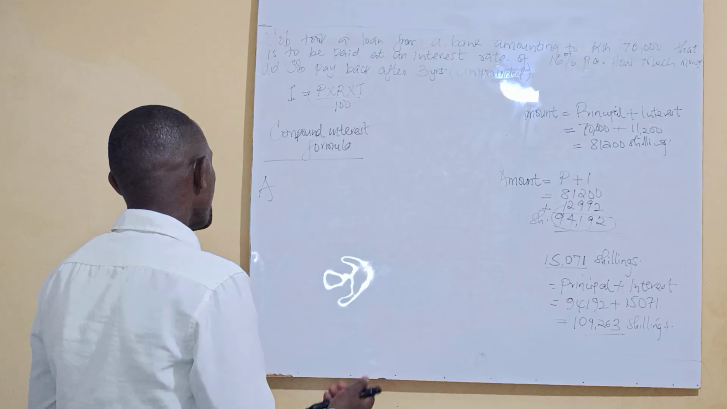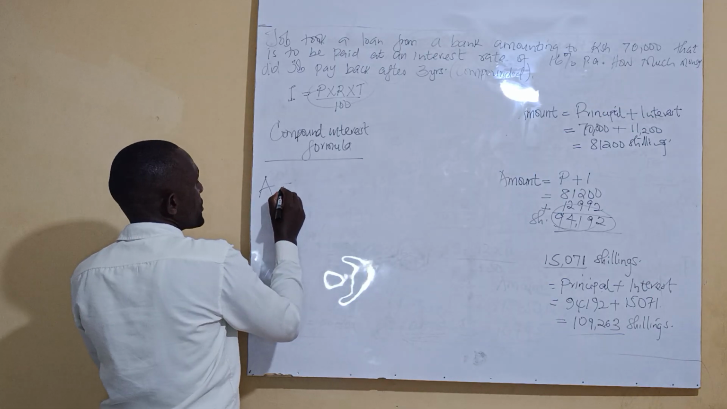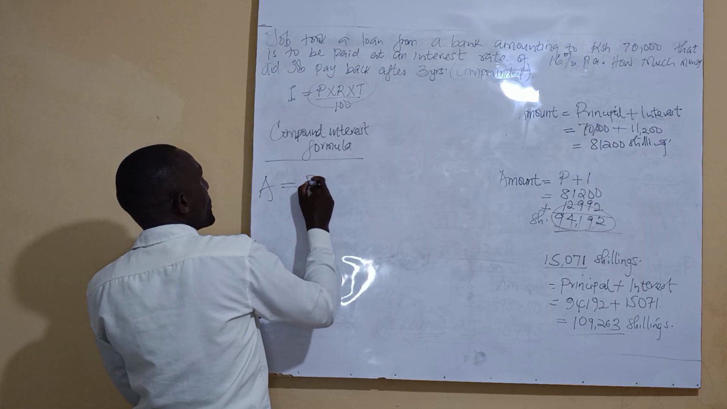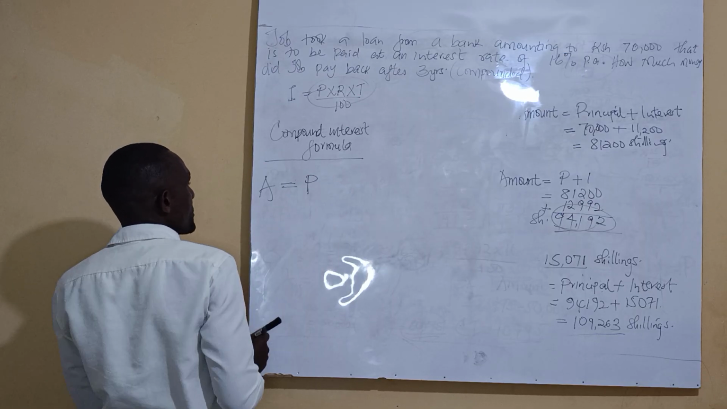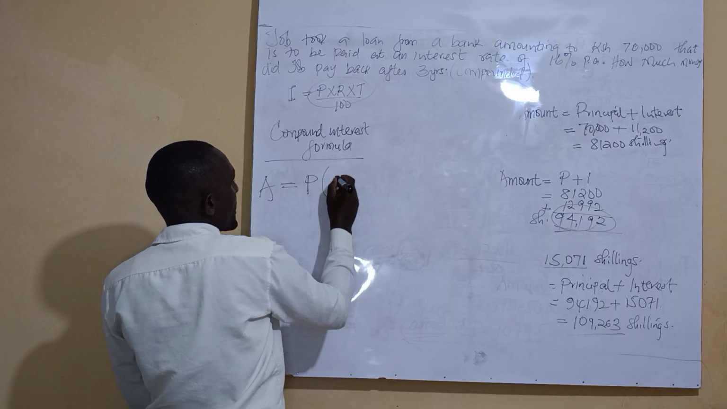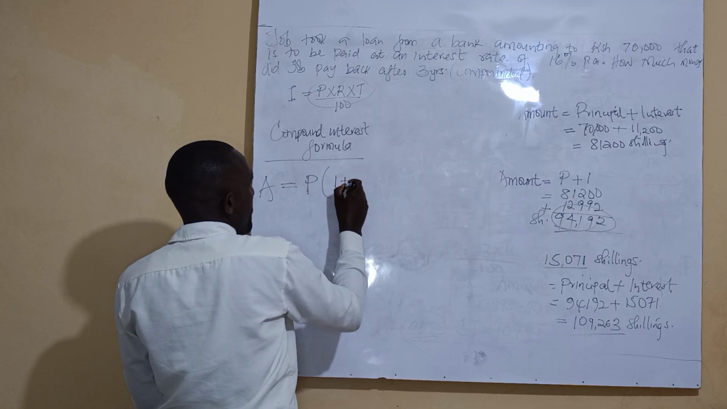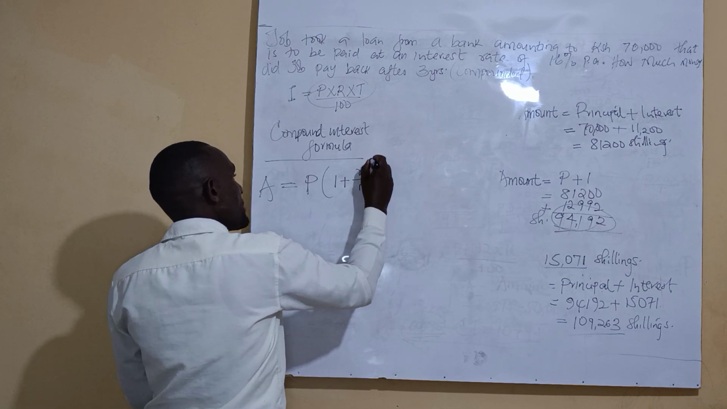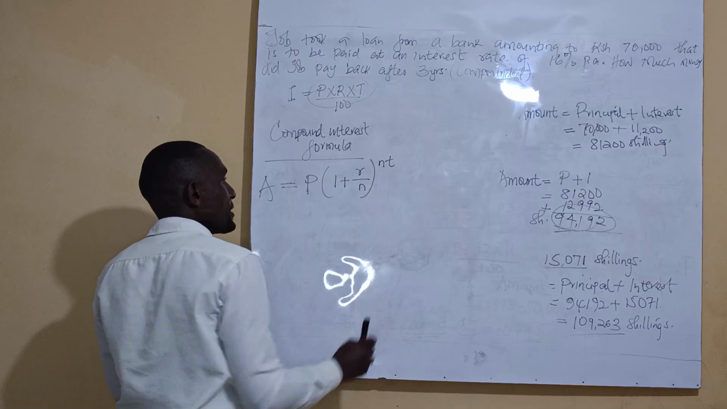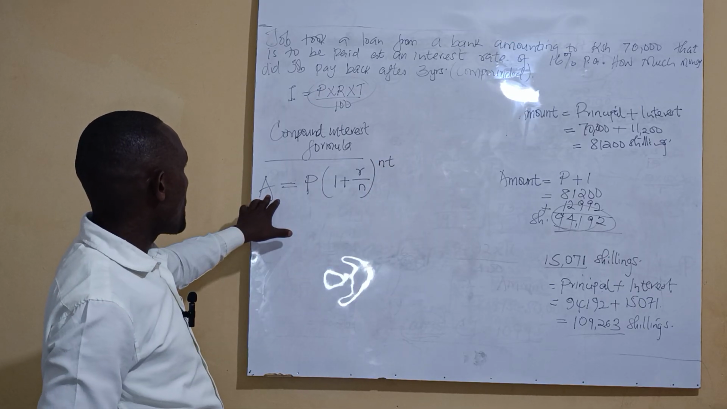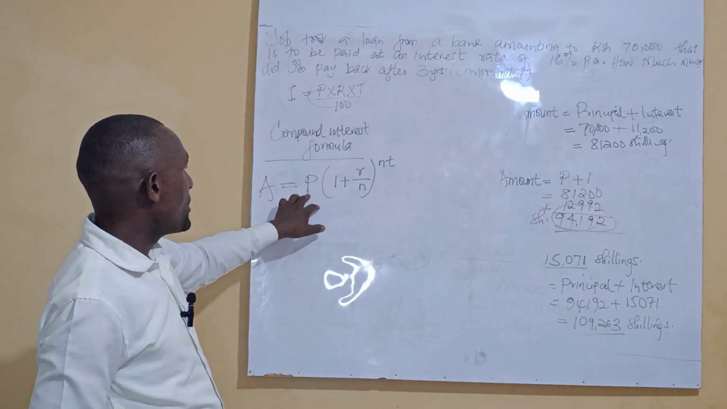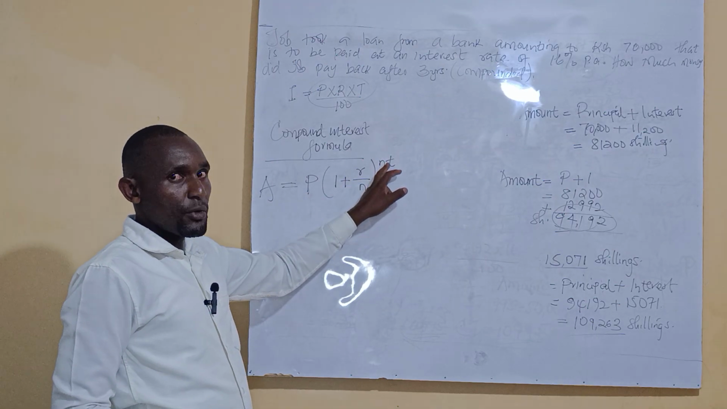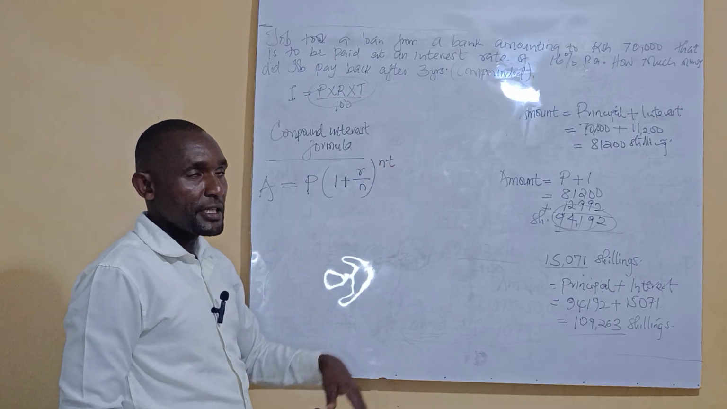So the total amount is equals to the principal, which is the initial investment or maybe the loan that you take, into brackets 1 plus r all over n, into brackets nt. So amount is equals to principal into brackets 1 plus r over n, then power nt.